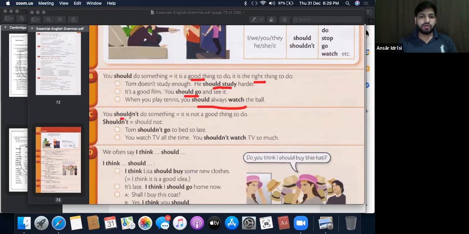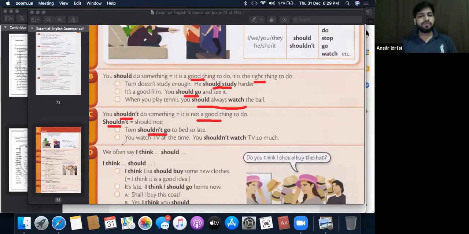Next, you shouldn't do something equals it is not a good thing to do, it is not a right thing to do. Shouldn't is the short form of should not. For example, Tom shouldn't go to bed so late. Tom को इतना लेट बेड पर नहीं जाना चाहिए. क्यों? क्योंकि अगर इतनी लेट जाएगा तो उसके लिए वो हानिकारक है सेहत के लिए.